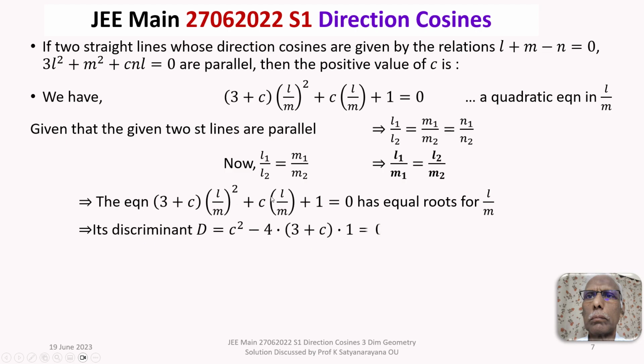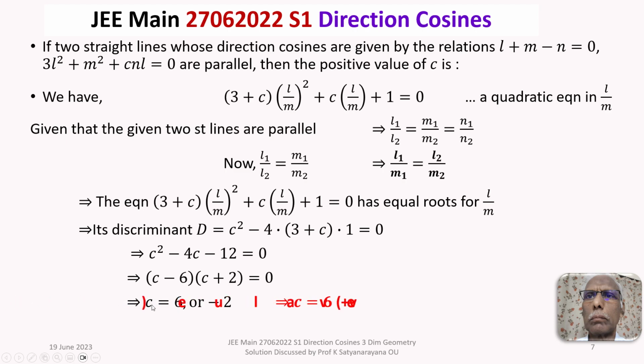So what's the condition now to have equal roots? The discriminant D = b² - 4ac = 0. In our case, b is the coefficient of l/m, that is c, so c² minus 4 times a, the coefficient of (l/m)², that is 3 + c, into the constant term 1. When you simplify, you will get c² - 4c - 12 = 0. The factorization is very simple: (c - 6)(c + 2) = 0. This will give rise to the values c = 6 or c = -2.